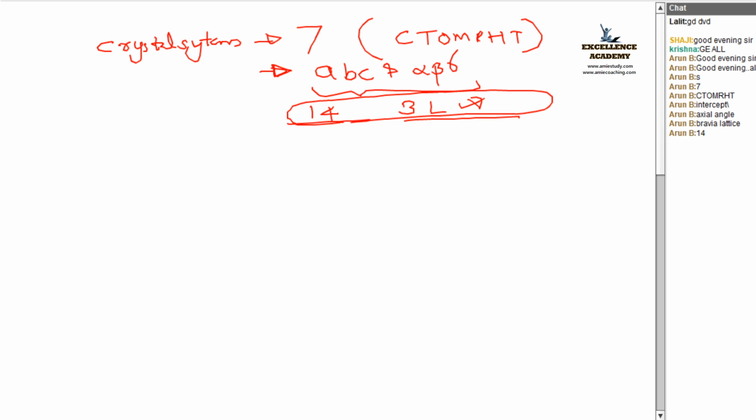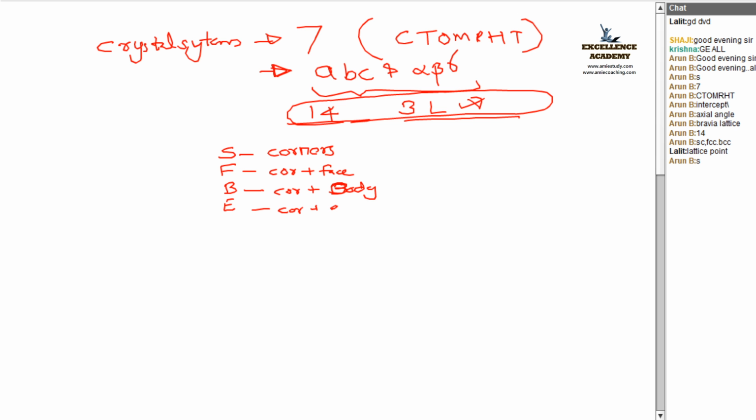Simple is there, face centered is there, body centered is there, and end centered is there. Simple means atoms at the corners. Face centered means corners plus faces. Body centered means corners plus the body center, that is, on the body diagonal we will place one. End centered means atoms at the end faces, corners plus end faces. So these are the things we learned, and based on that, it is classified into 14.